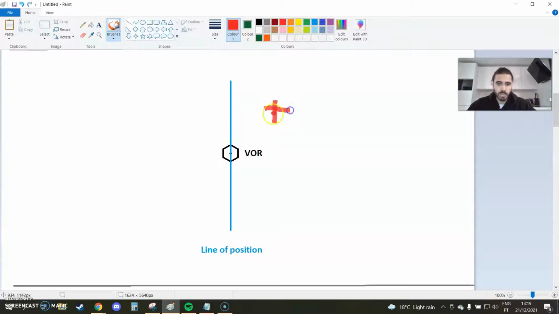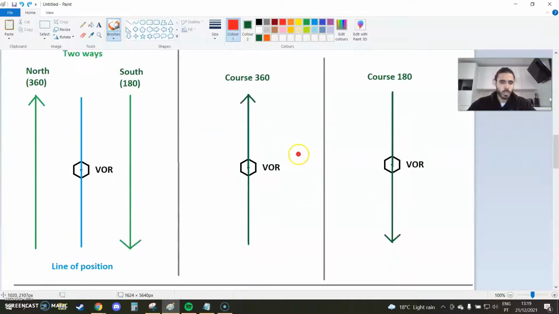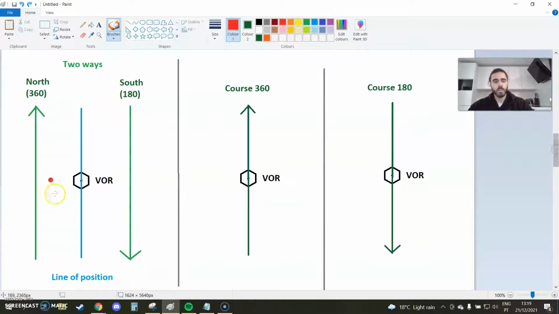So I can be here, where I'm not over this line of position, or I can be over this line of position and I'm currently following it. Or I can be over this line of position but not following it. Basically, it's just a straight line over the planet Earth's surface. This one is going straight over a VOR. With this said, this line of position in particular is aligned with north, with magnetic north.